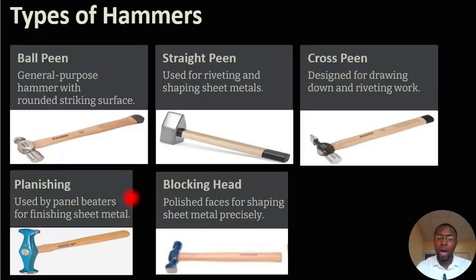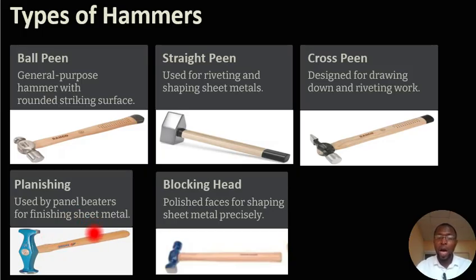Another type of hammer we have is known as the planishing hammer. This is it there. This one is used by panel beaters. If you want to beat the body of a vehicle into a particular shape so it looks neat, you use this planishing hammer. Panel beaters use this for finishing sheet metals.